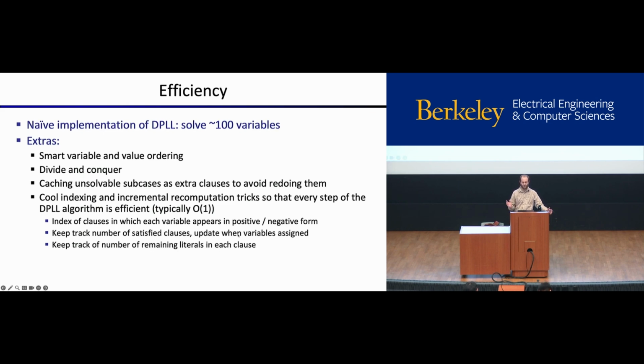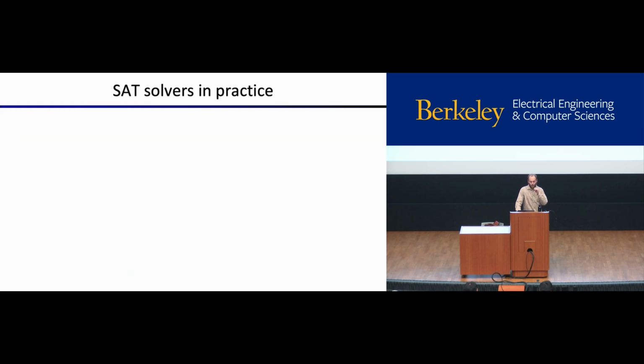You can index clauses where each variable appears. This is what we were starting to discuss, in positive or negative form. You can keep track of the number of satisfied clauses and so on. And real implementations of DPLL solve problems with hundreds of millions of variables. I don't know, I'm amazed by that. I wouldn't have guessed it. Maybe I've done too much theory.